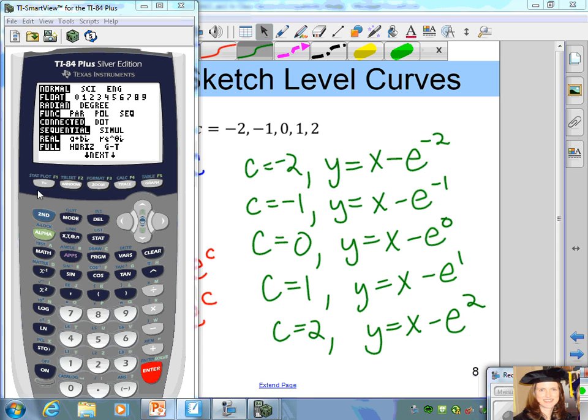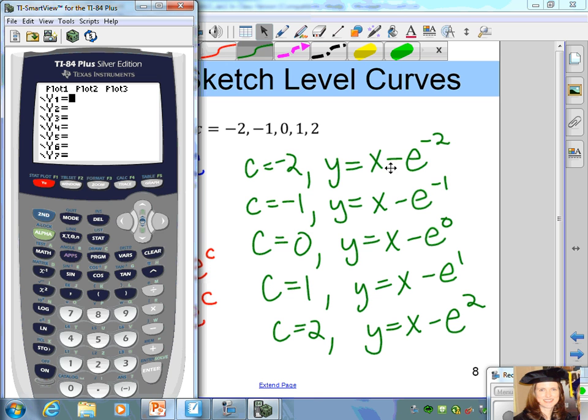Now in function mode on your calculator, go to mode and make sure you're in function mode. Press the y equals, and we're going to enter each of these equations. X minus e to the negative 2 power. You can start off by doing a standard zoom. Going to zoom and going to a standard zoom. So the first level curve when c is equal to negative 2 is a line.